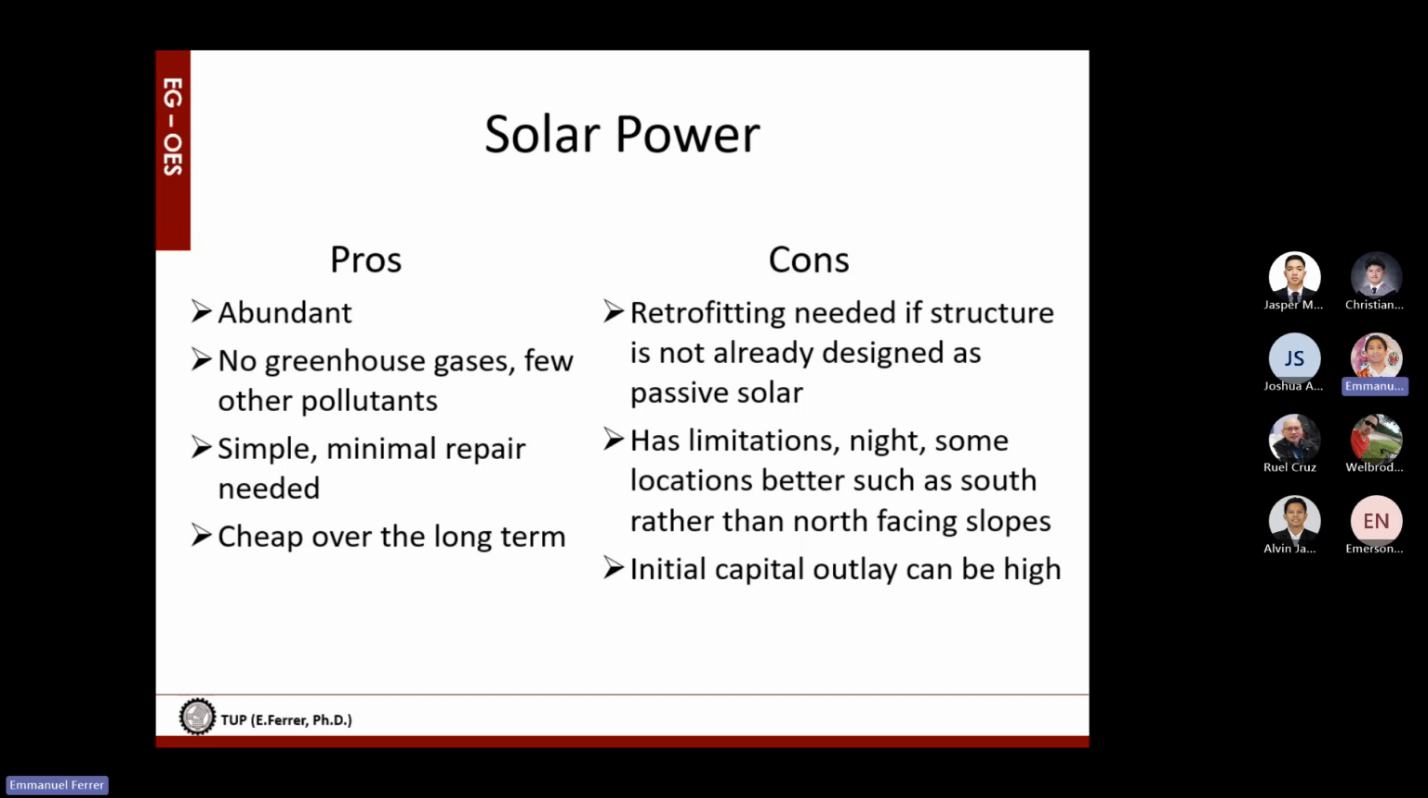And then initial capital outlay. Totoo naman. Ewan ko kung nagdi-DIY sa inyo dito. But yeah, medyo expensive pa rin naman. Kaya nga ang ROI, medyo may katagalan. So, 3 years to 5 years. But you can feel naman yung impact sa billing.